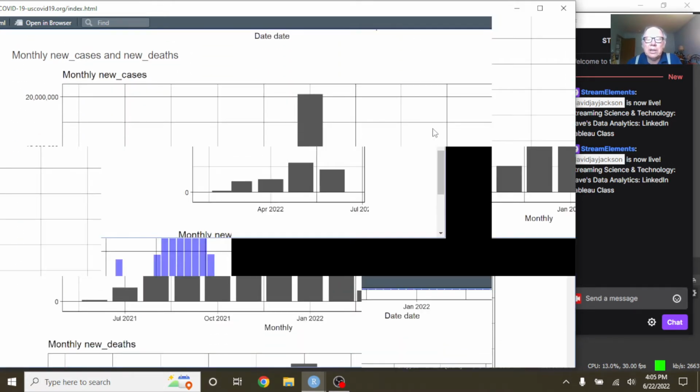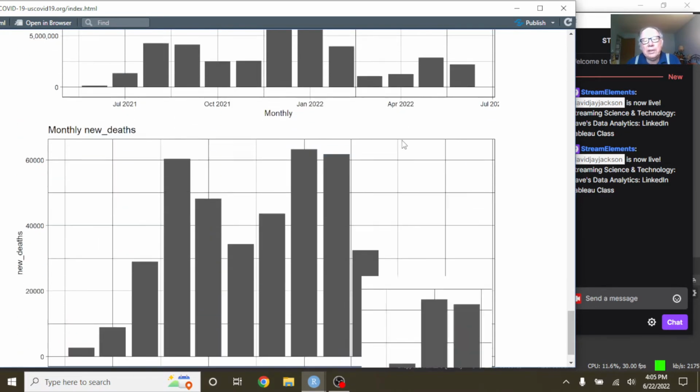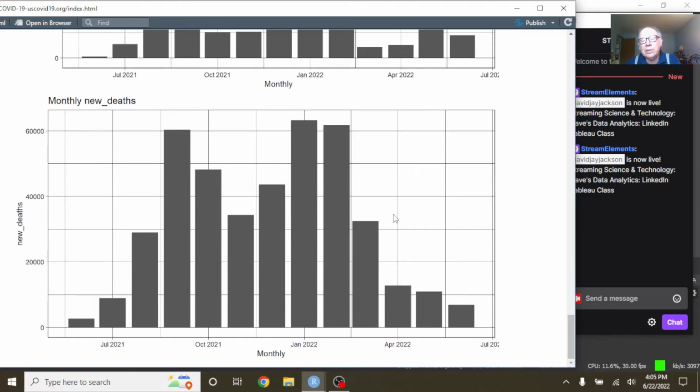What about COVID-19 cases? Monthly cases. We can see, unfortunately, May and June are going to be above these numbers here for cases. The good news is, and this is good news, 4 months in a row now, we're going to see a decline in COVID-19 deaths in the U.S.